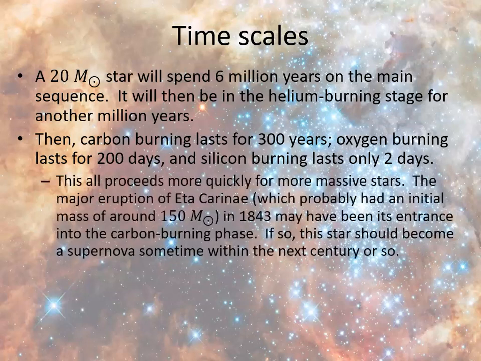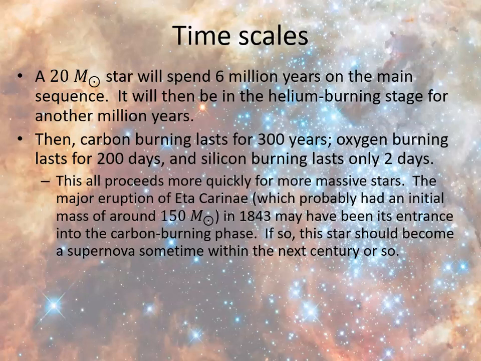Now, again, this happens even more quickly for more massive stars. For example, back in the late 1830s, in fact, and then into the early 1840s, there was the star Eta Carina. I've mentioned it before. It may have had an initial mass of about 150 times the mass of our sun, and it had a very significant outburst that temporarily made it the second brightest star in the evening sky, after the star Sirius. Now, just to put this in perspective, the star Sirius is something like 8.6 light years away.